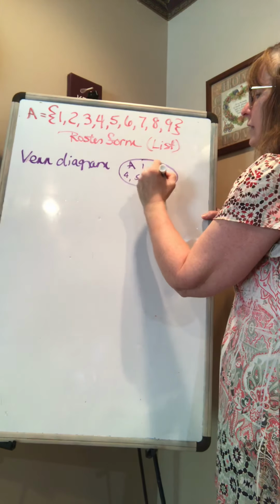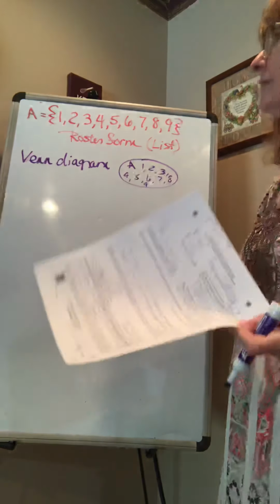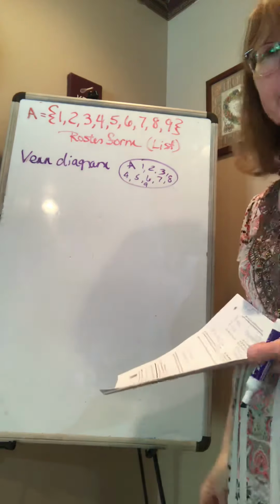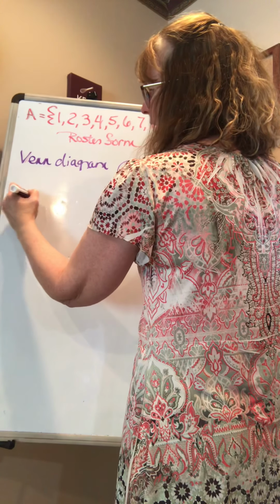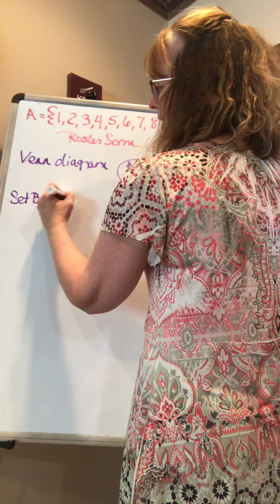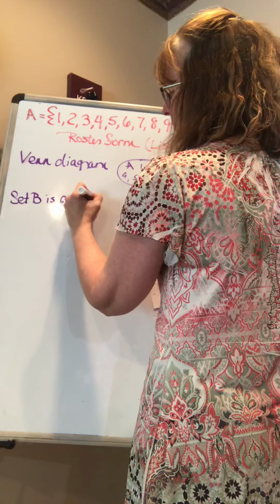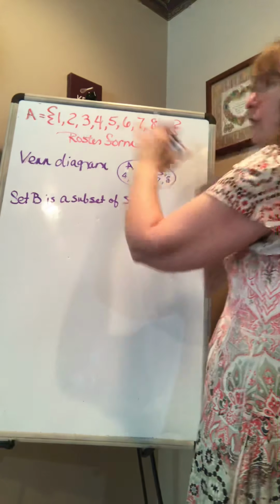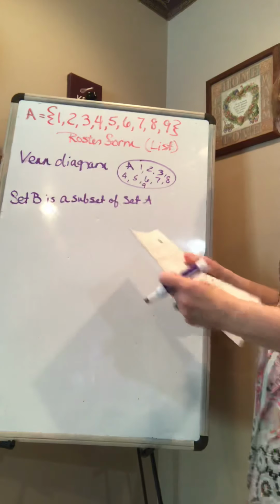Now, if I were to talk about a subset, I'd be talking about a piece of this set. I wouldn't be talking about the whole thing. This is set A. So a subset would be a piece of this, and let's say that set B is a subset of set A. So A is the overall set, B is a piece of the set.